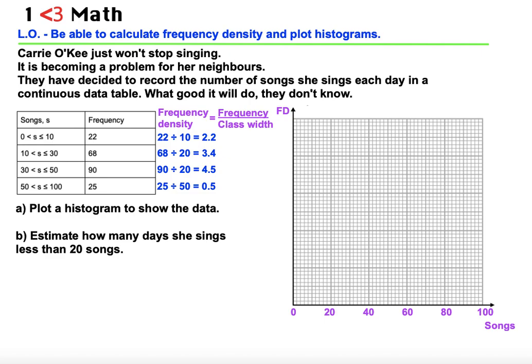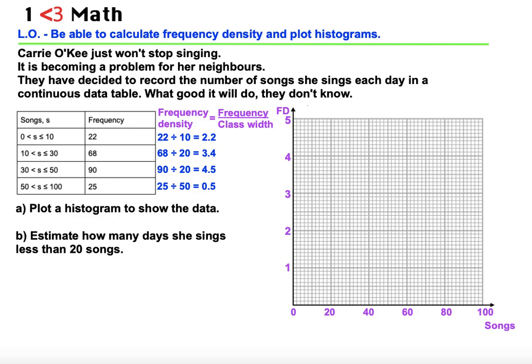And then my highest frequency density is 4.5. Now I can see that there's 5 blocks going up. So I'm going to start at the top with 5, and each block is going to go down 1. Or starting at the bottom, going up 1 each time. So you've got a clear scale there. So we need to start plotting.